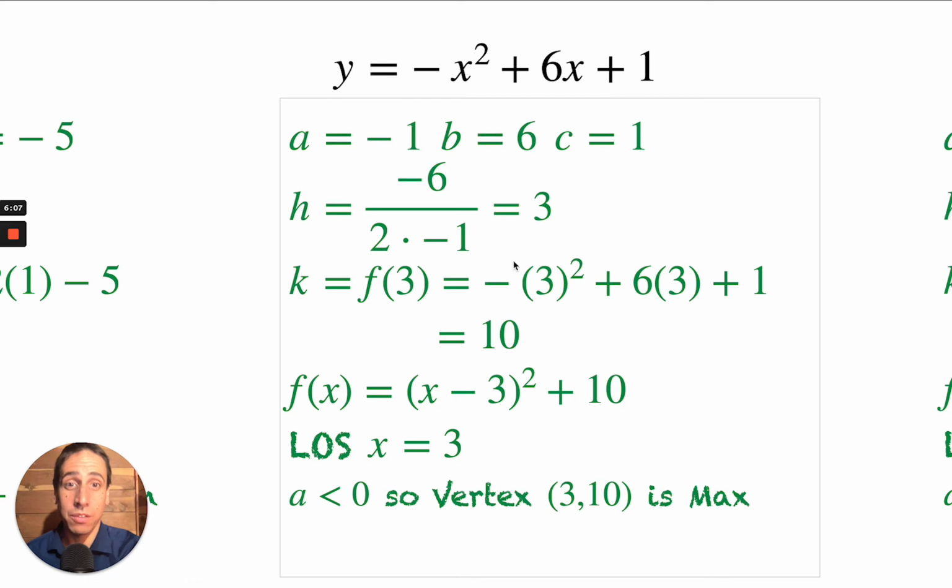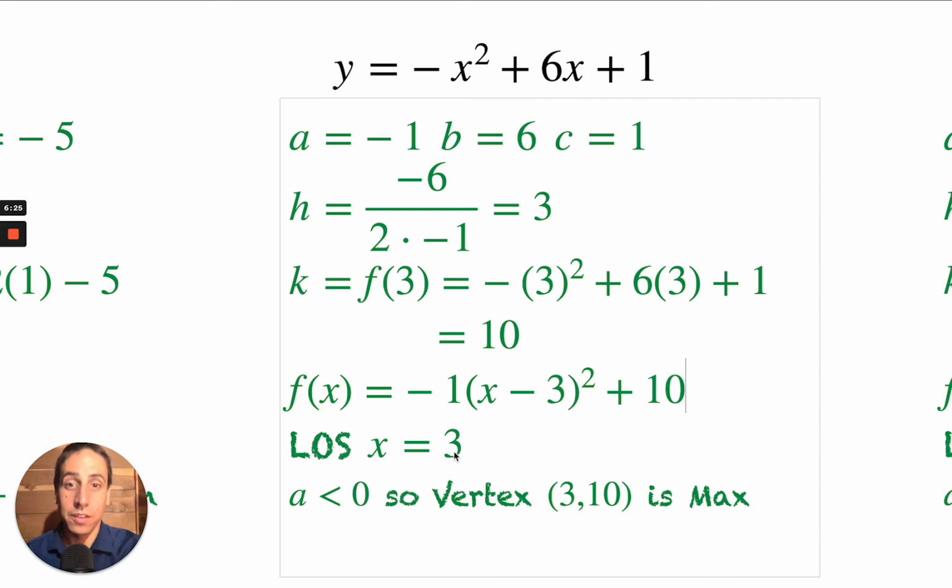Therefore, if h is 3 and k is 10, the formula is going to look like this: f of x is equal to negative 1 times x minus 3 squared plus 10. Here's the a value, negative 1. Here's the h value, 3. And here's the k value, 10.